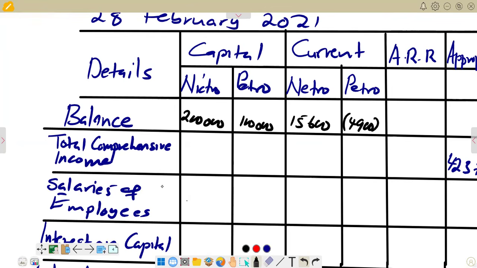Remember, the figures for salary, we adjust them in the current account, not in the capital. So we come here, put for the first row 115,000, and the same thing that we are going to do here, 115,000. So having done this, remember, salaries of employees, we show them as a positive under current account. So we add the two, and the total that we get there, we are supposed to adjust it in the appropriation account. So if you say 115,000 plus 115,000, we're going to get 230,000.